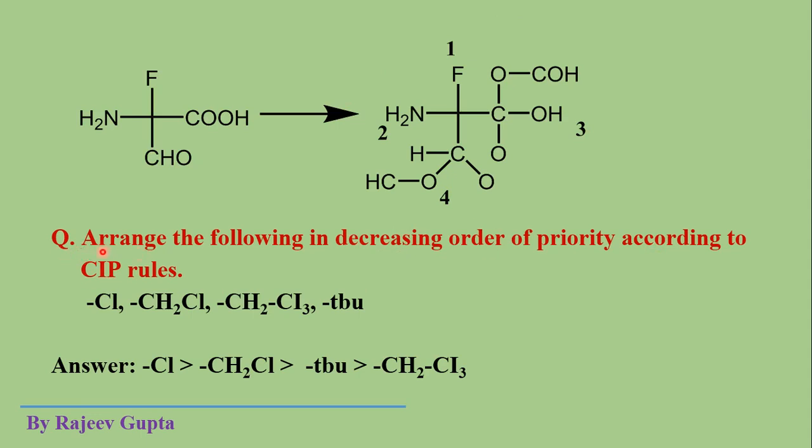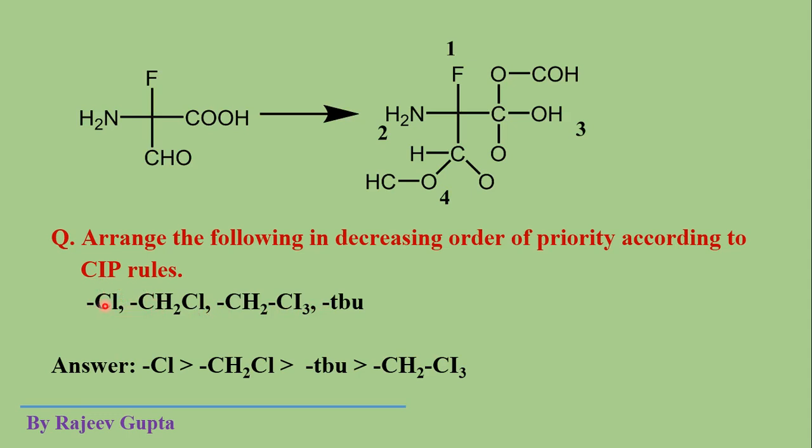Here a question is given: arrange the following in decreasing order of priority according to CIP rules. We are to arrange these groups which are directly attached to the chiral center according to the priority order of the CIP rule. See, this is a chlorine atom and this is a single bond, which means the chiral center is present here. This single bond is directly attached to the chiral center.